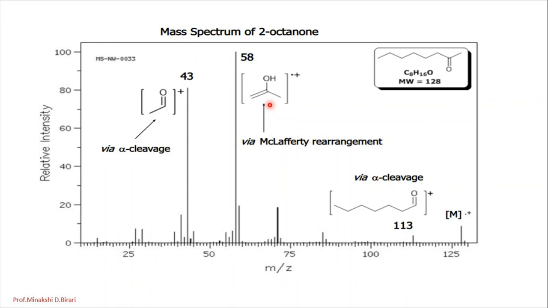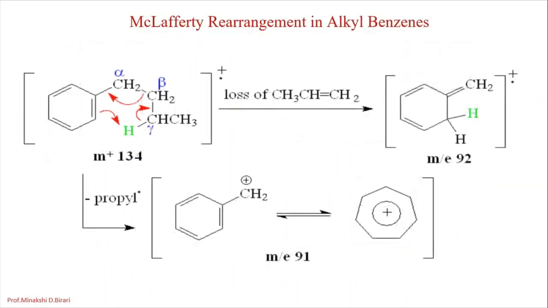Now let us see another example, the McLafferty rearrangement in case of alkyl benzenes. Here also the molecular ion peak is observed at 134, and if we consider the condition, that is having gamma hydrogen, that gamma hydrogen can be migrated to form the six-member transition state, and there is a formation of a new fragment.